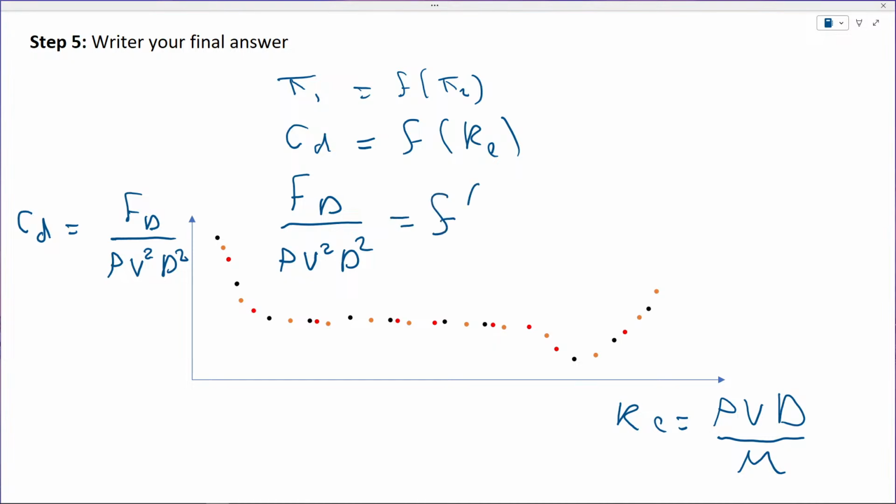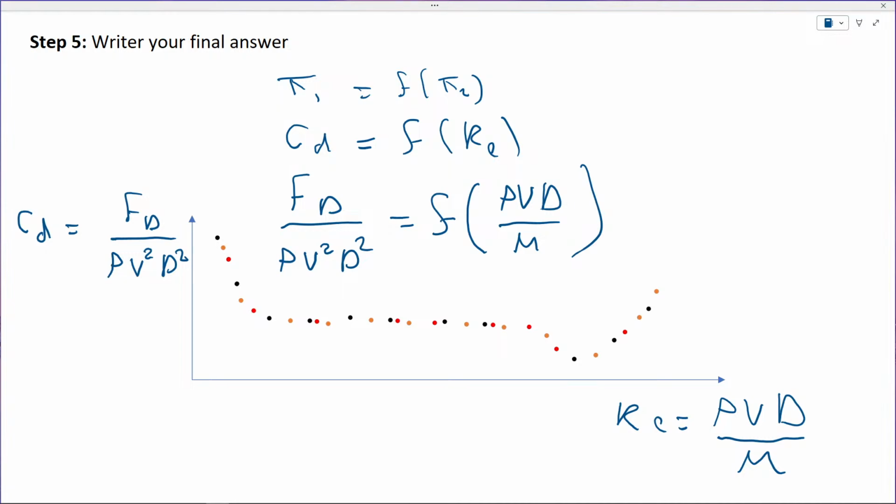That's a function of rho, v, d, and mu. So I ended up with this relationship, and basically that is what I need to do in the lab. In the lab, I could change rho, v, d, and mu, and measure f, and that would be one point here. Then change it again, measure it, and there will be another point here, another point here, another point.